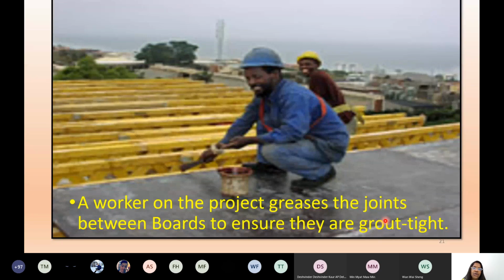But generally all the formworks are greased inside before pouring concrete, so that when the concrete is done and the formwork is stripped off, it can come out very easily.